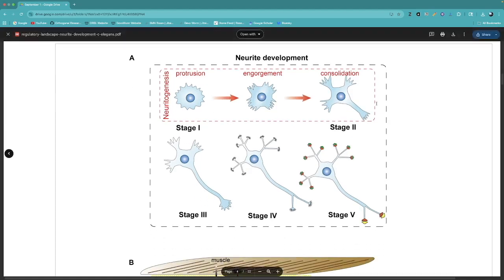This is stage 1 up here. Stage 1 is protrusion. Stage 2 is consolidation. Stage 3 is this sort of basic consolidation. Stage 4 is this more elaborate consolidation. And then stage 5 is where we start getting receptors and connections with neighbors. So these are your synapses here in green, these green and red caps at the end. And those serve as these chemical connections.